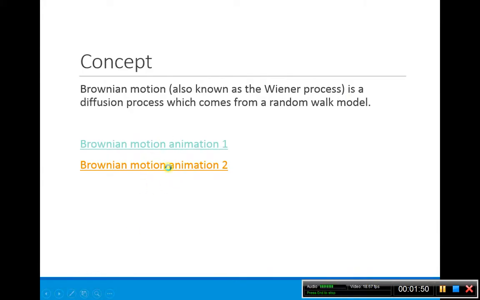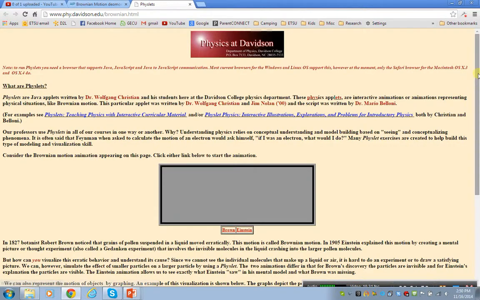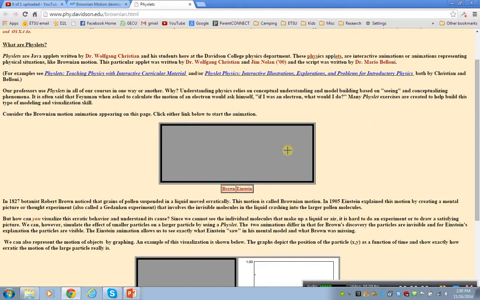And then here is another one. Let's run this application, and this gives us two different ways that people have looked at it. One was by the botanist Brown, who noticed that grains of pollen suspended in a liquid move erratically, and he called that Brownian motion. Then Einstein explained the motion with a mental picture of little particles hitting it.